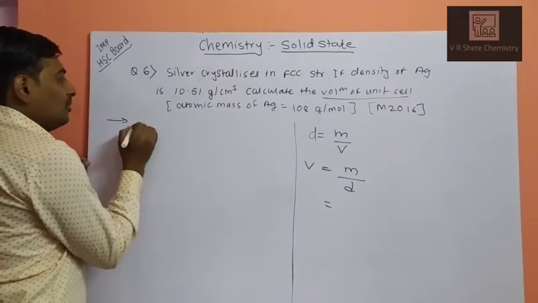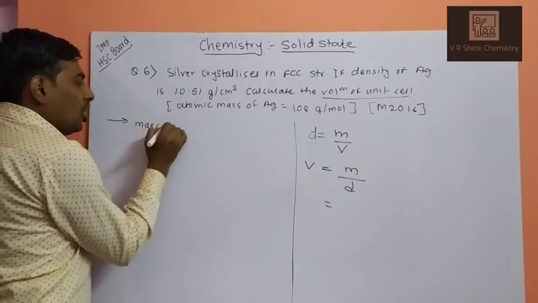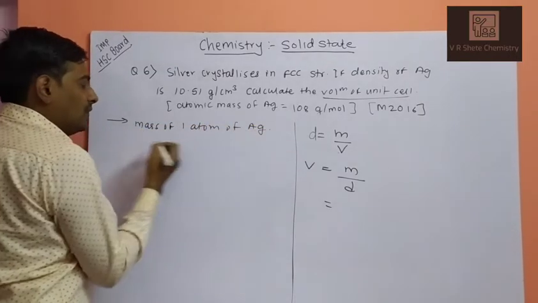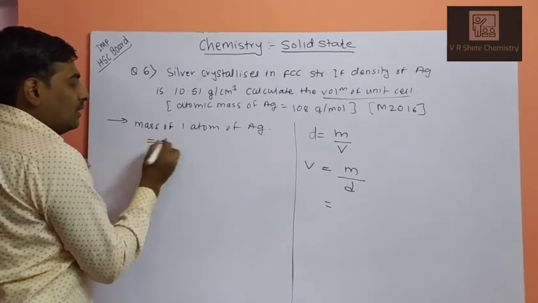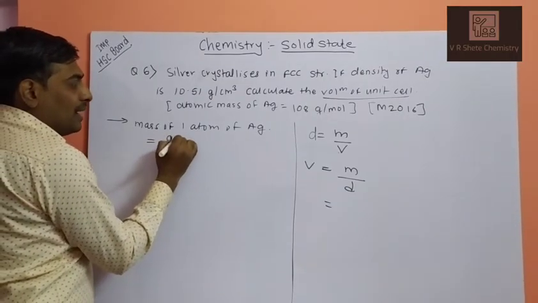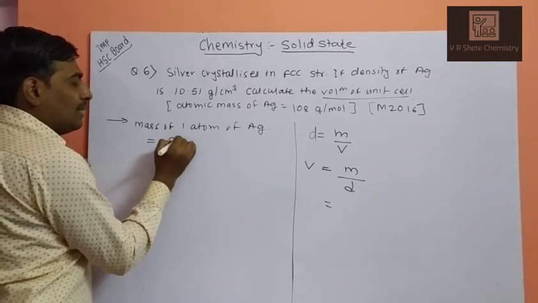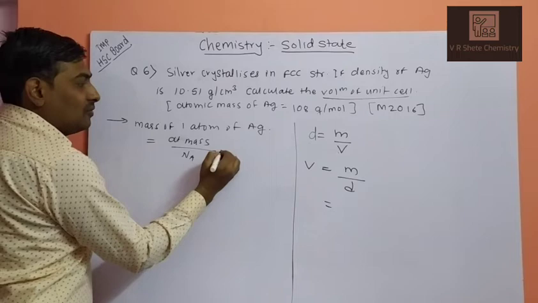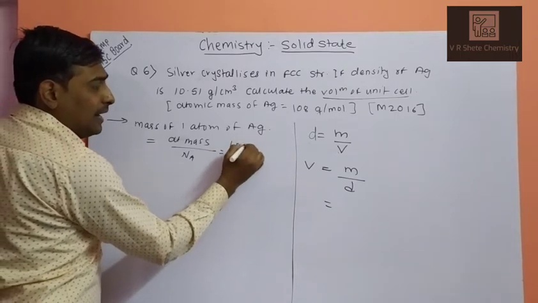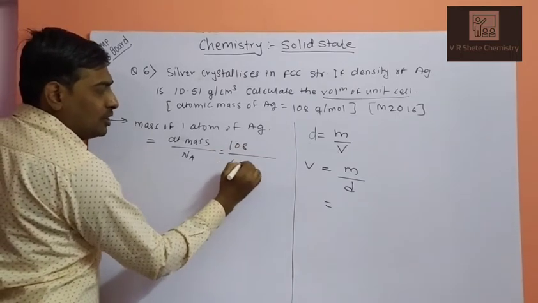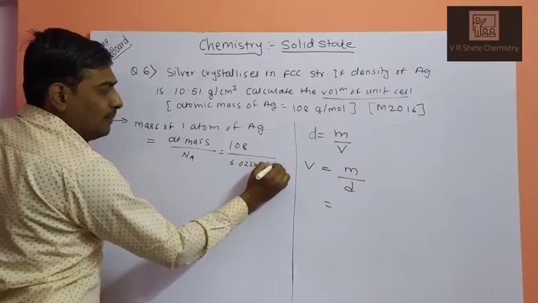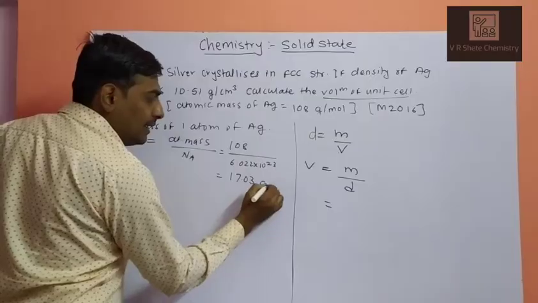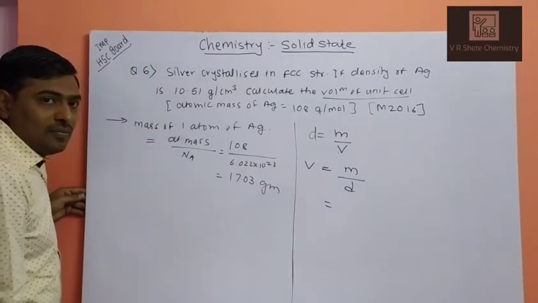So we have to calculate mass of unit cell, and for that, first of all we will calculate mass of 1 atom of silver. It is calculated by the formula atomic mass divided by Avogadro's number. Atomic mass is 108, Avogadro's number is 6.022 into 10 raised to 23. By this calculation you will get 17.03 into 10 raised to minus 23 gram, the mass of 1 atom of silver.